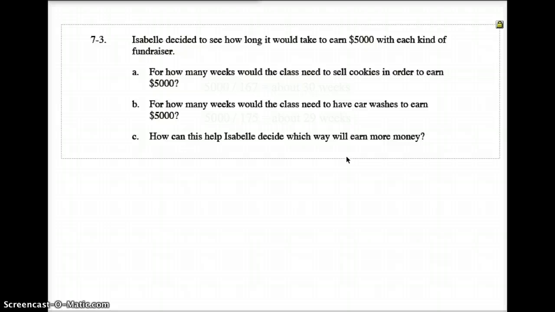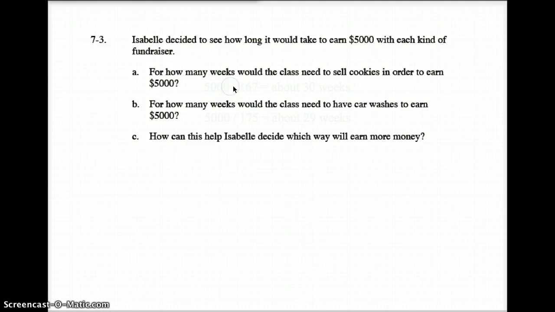Then as we move on, 7.3 says, and you got to think about how this works, they need to earn $5,000 for their fundraisers. So the question becomes, how long will it take them to do the different things? If they were to only sell cookies, in order to earn $5,000, we need to figure out how much they made per week. If you remember right, selling cookies made them about $167 per week. So simply what we do is we take the $5,000 we need, we divide that by the $167 per week, and it's going to take about 30 weeks in order to earn our $5,000.